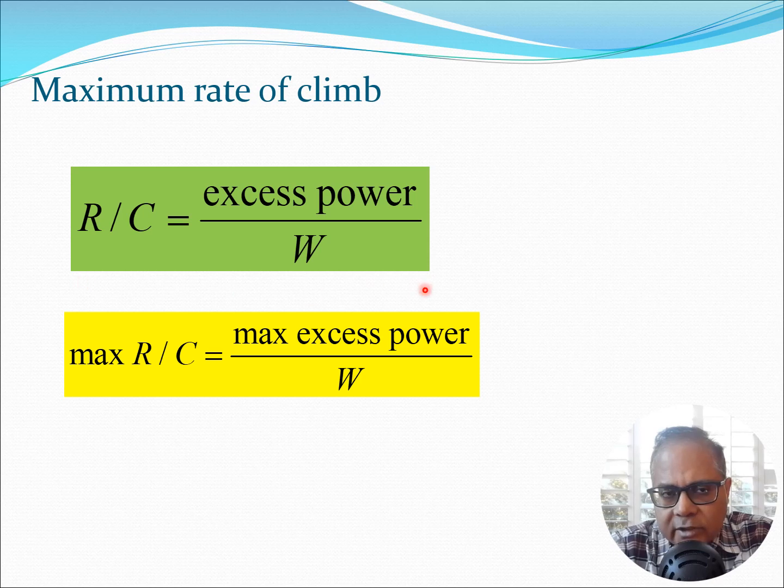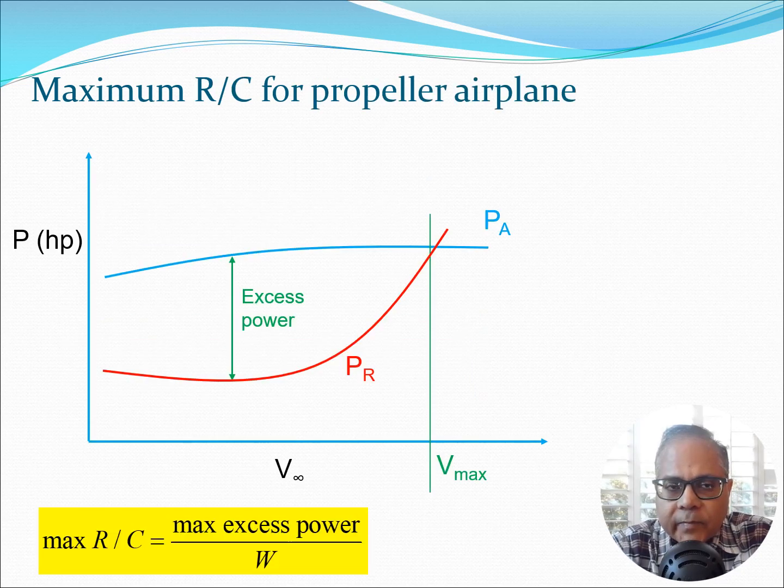So now from this equation I can immediately get one more fact, that maximum rate of climb is going to be maximum excess power divided by W. So all I did here is that I took the excess power and applied the max operator on both sides of this equation. So this is an equation which now we are going to see pictorially for the propeller engine aircraft and the jet engine aircraft.